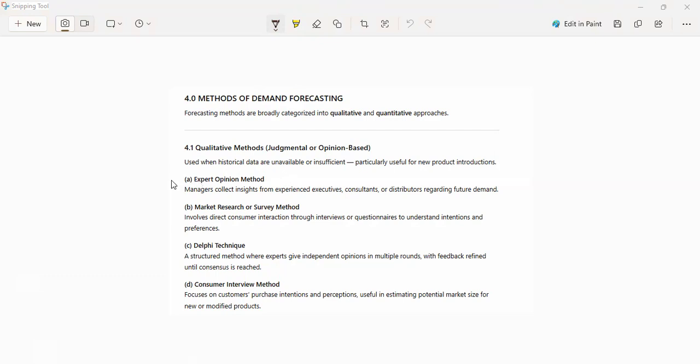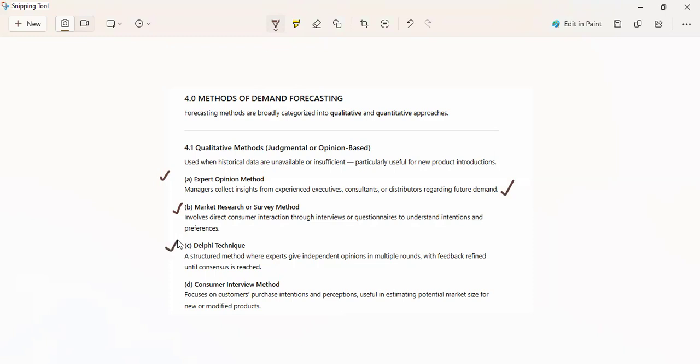So we have what we call expert opinion, where managers will collect insight from experienced executives, the internal team itself, and consultants regarding the future demand. Sometimes we have what we call market research or survey, which involves direct consumer interactions. You go into the market and interview the customers based on their opinions and preferences.